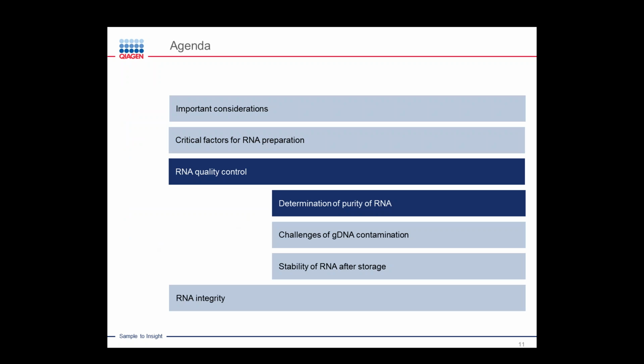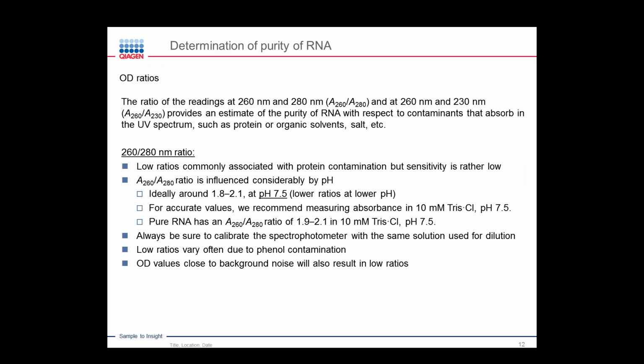The next topic I would like to discuss is the determination of the purity of RNA. This is usually done by calculating the ratios of the readings at 260 and 280 and 260 and 230 nanometers. These ratios can provide an estimate of the purity of RNA, but please consider the following aspects.